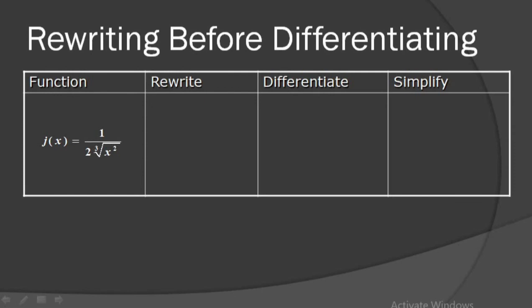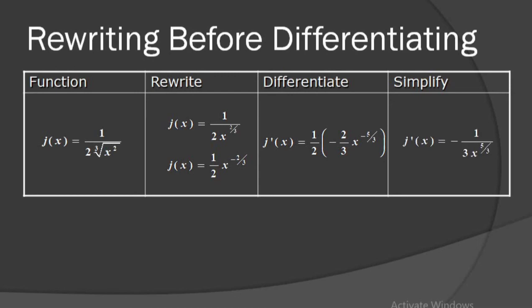Now next function is j of x is equal to 1 upon 2 cube root x square. Now rewrite our function. We get j of x is equal to 1 upon 2 x raised to 2 by 3. Now differentiate j of x with respect to x. We get 1 by 2 into minus 2 by 3 into x raised to minus 5 by 3. Because here 1 by 2 is the constant term, we have to differentiate only x raised to minus 2 by 3. We get minus 2 by 3 into x raised to minus 5 by 3. Now simplify our answer. We get j dash x is equal to minus 1 upon 3 x raised to 5 by 3.